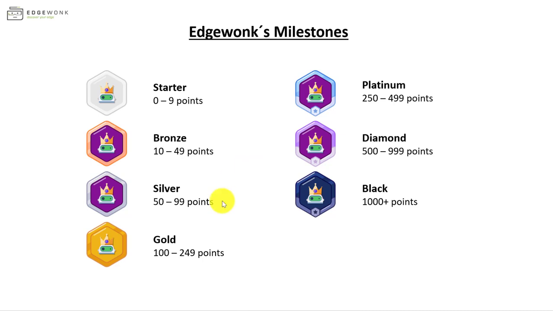So you can see reaching gold, platinum, diamond or black will take a lot of effort. However, a trading journal is something that you will keep using during your whole trading career, and therefore your Edgewonk milestones will be there with you all the way during your trading journey.